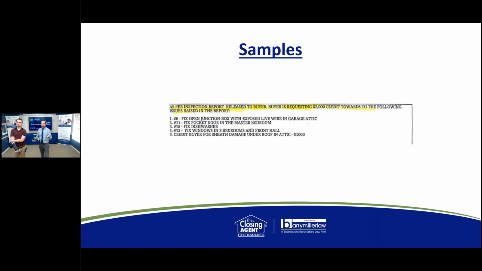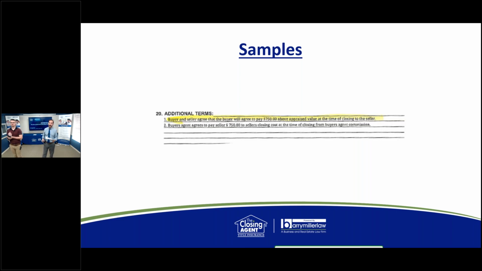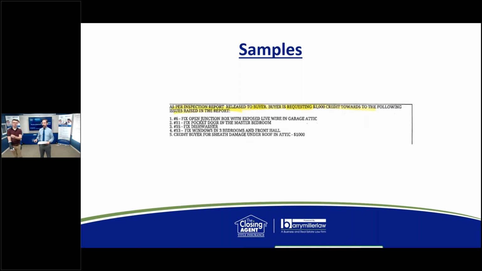Period. And it's also kind of ambiguous because it says towards the following, but then it says fix it. So are they trying to say the seller's supposed to fix it or the money's supposed to go towards it? I think they meant the money's supposed to go towards it. Again, look at our sample addendum for repairs if you have a repair, but use definite language. I hate seeing references to the inspection report. Be cleaner, be clearer. Don't say paragraph 12 of the inspection report. We have a repair addendum.